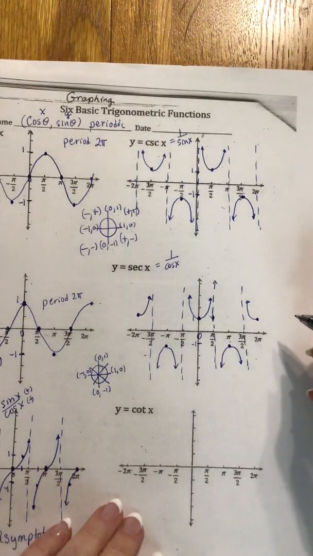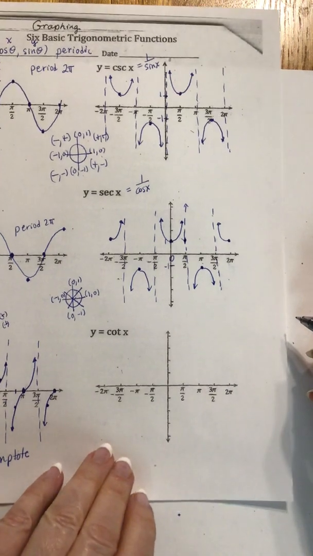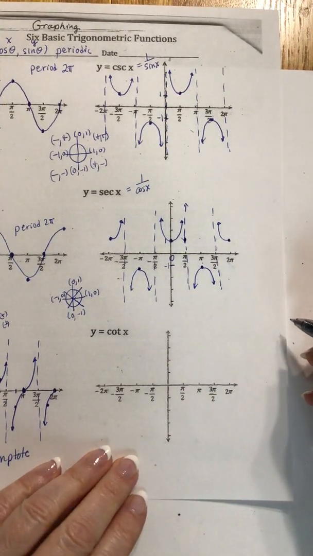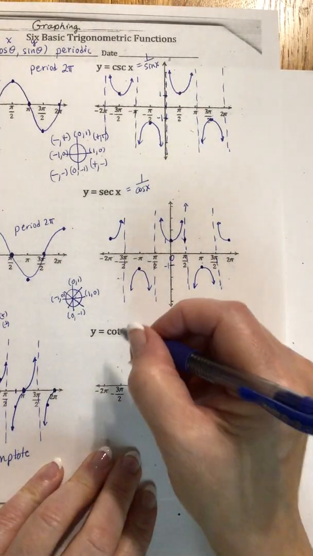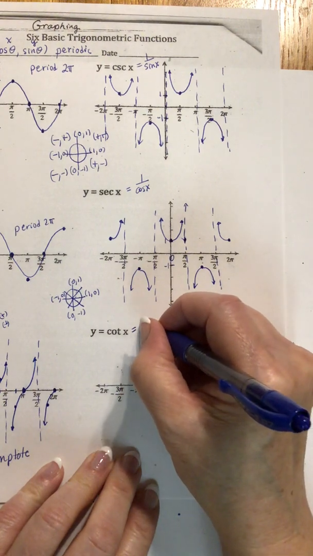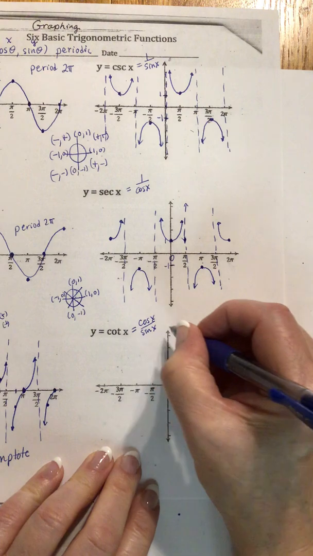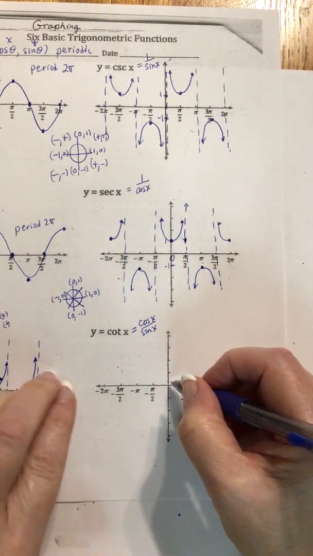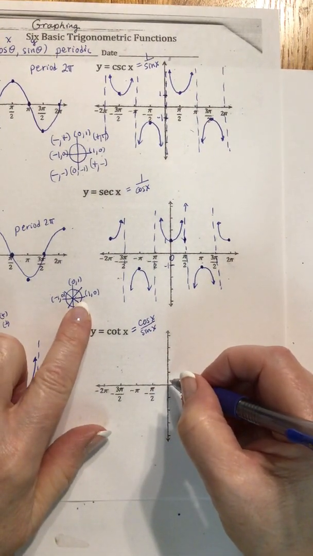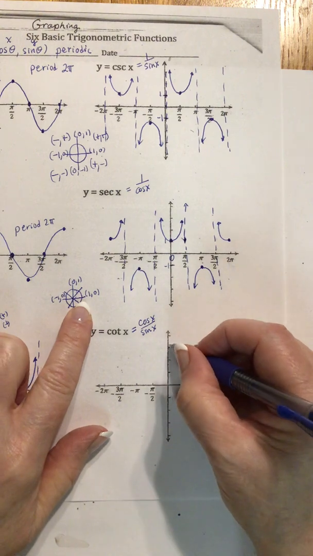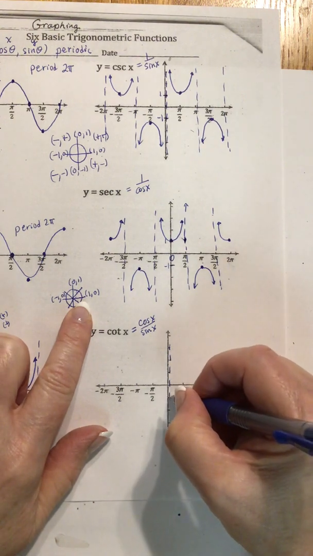Okay, the last one we're going to do is cotangent. And again, like I said, we'll come back to domain and range. So cotangent we know is a reciprocal of tangent, so we're going to have cosine x over sine x. So at 0, cosine over sine is going to be 1 over 0, which is undefined, so we have an asymptote.